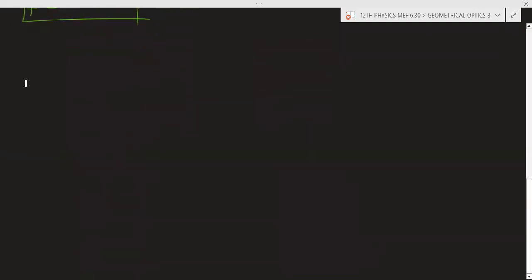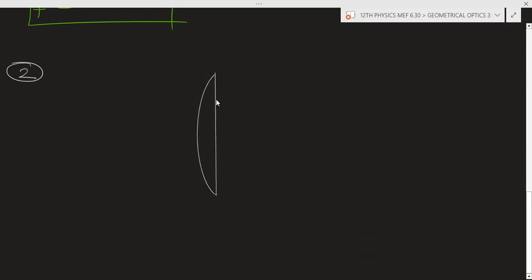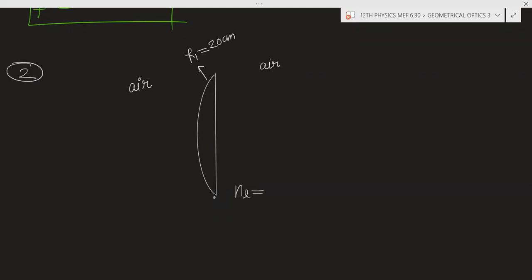So next question. This time we have a plano-convex lens. This is a plane surface and this is a convex surface, a plano-convex lens. So it is given that for this surface, the radius of curvature is 20 centimeter. And this lens is placed in air around it. The refractive index of the lens is equal to 1.5, and the focal length is 40 centimeter.